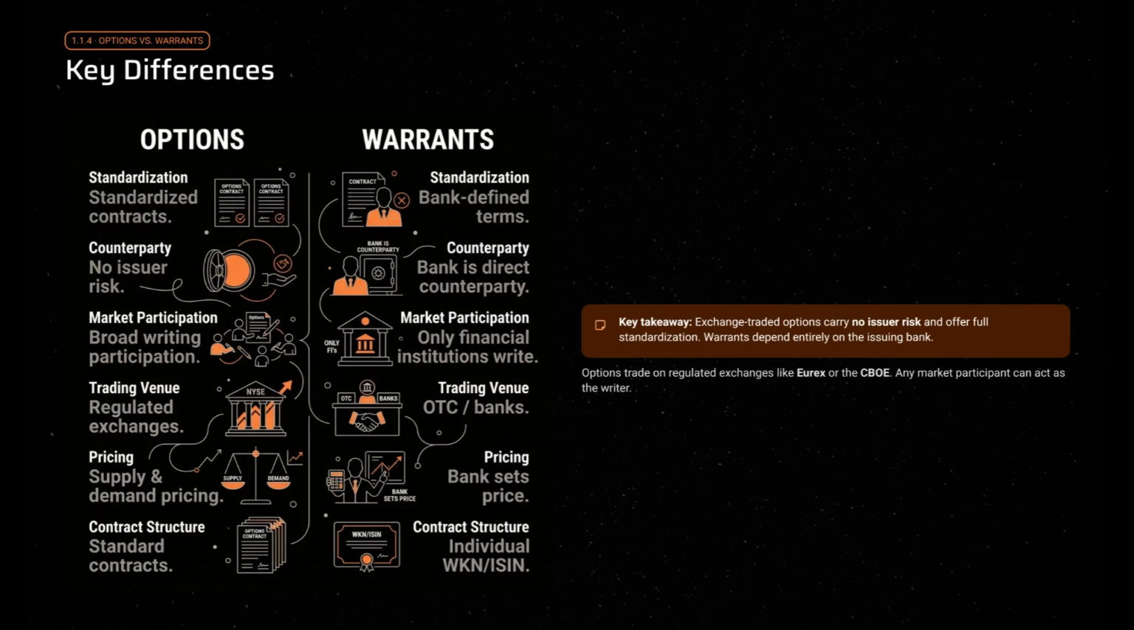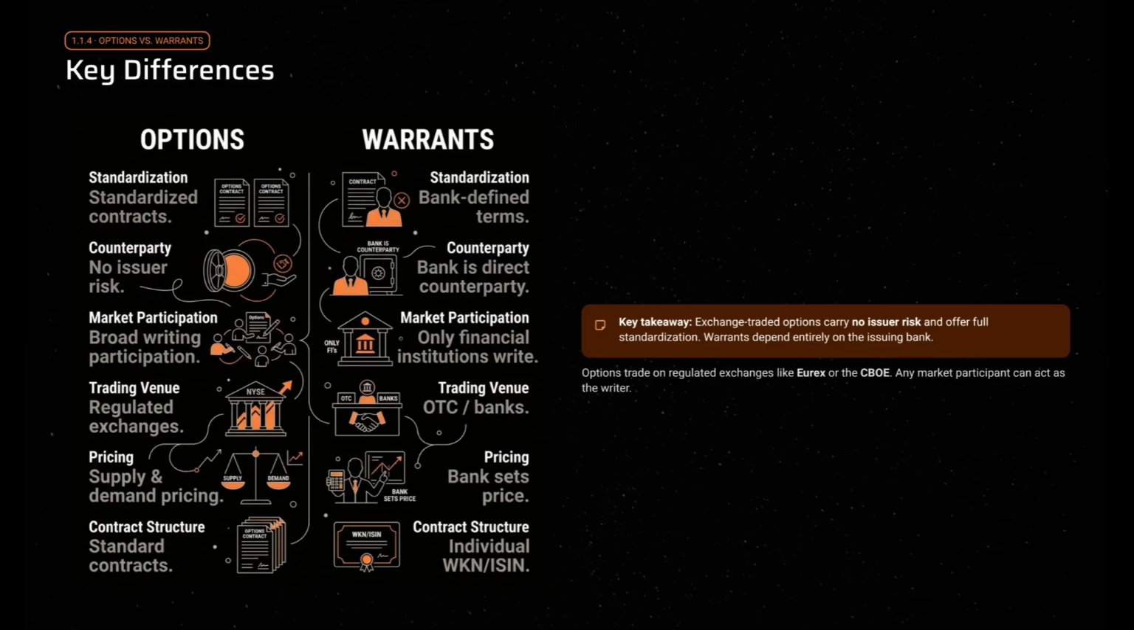Counterparty: for exchange-traded options, there is no single issuer, so there is no issuer risk. For warrants, the bank acts as the direct counterparty, which creates issuer risk. Market participation: with options, any market participant can act as the seller, also called the writer. Warrants are always issued by a financial institution. Trading venue: options are traded on regulated derivatives exchanges. Warrants are usually traded over the counter or through banks.